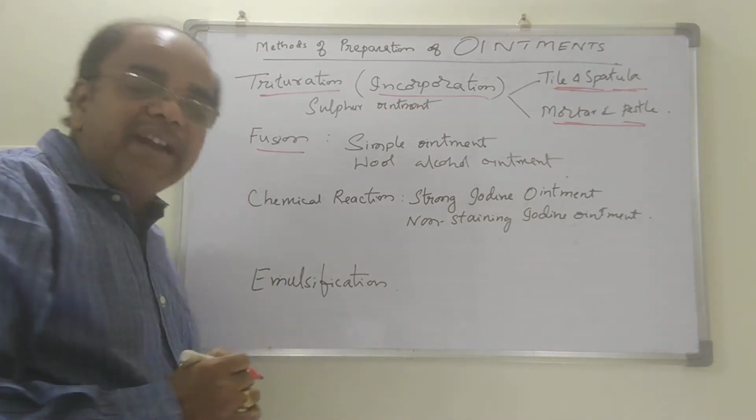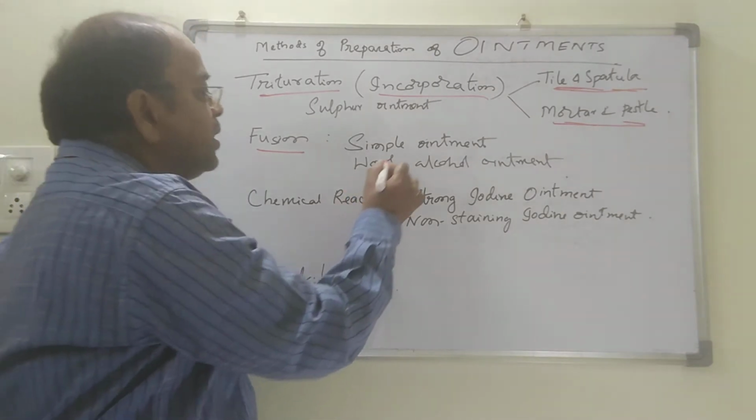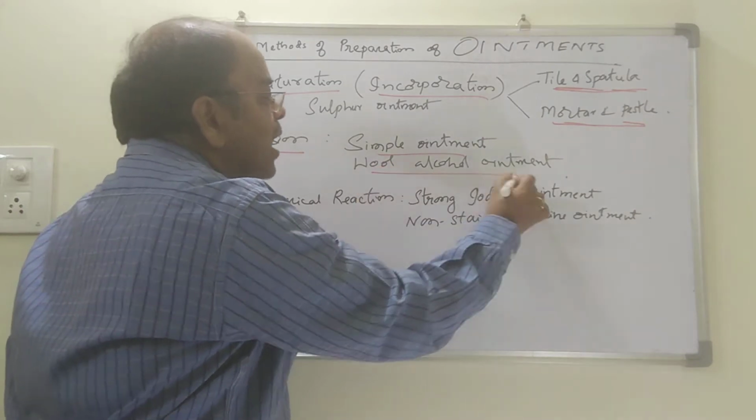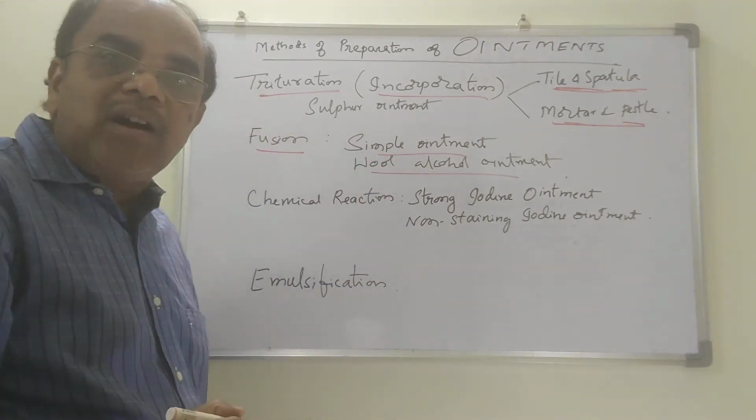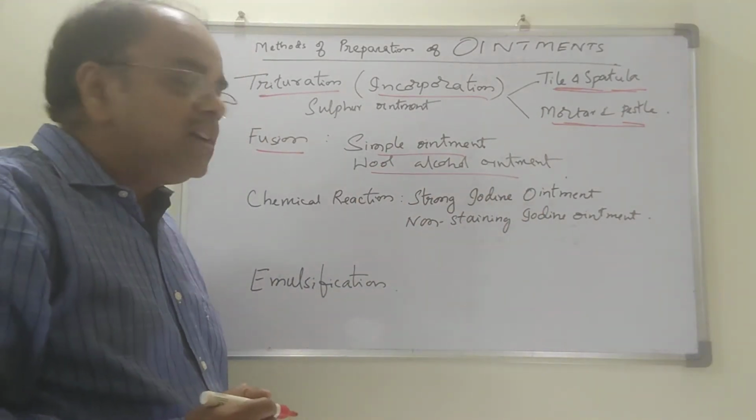And next one, fusion technique. It involves some heating process. Examples are simple ointment and wool alcohol ointment. Wool alcohol ointment is prepared by the fusion technique.